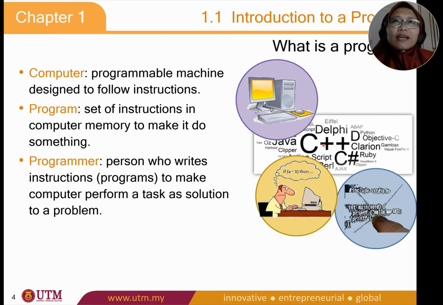Now let's have a look at the picture here. I'm sure all of you know this is a picture of a computer. We have your computer tower, which contains your CPU, and you have your monitor, your keyboard, as well as your mouse. What about at the back here? I think this is a word cloud. We have C++, C Sharp, Java, Oz, Clarion, Python. These are all the names of programming languages.